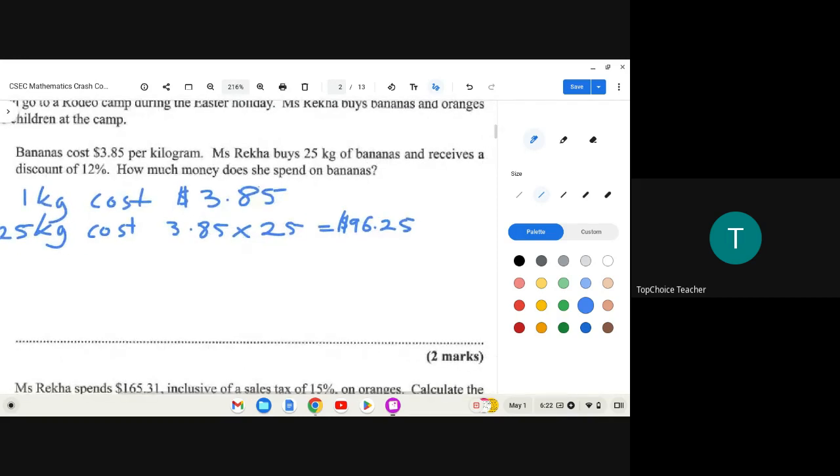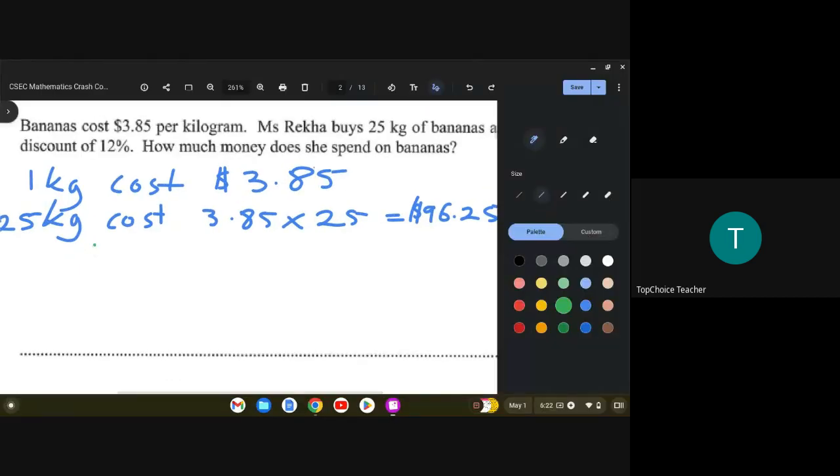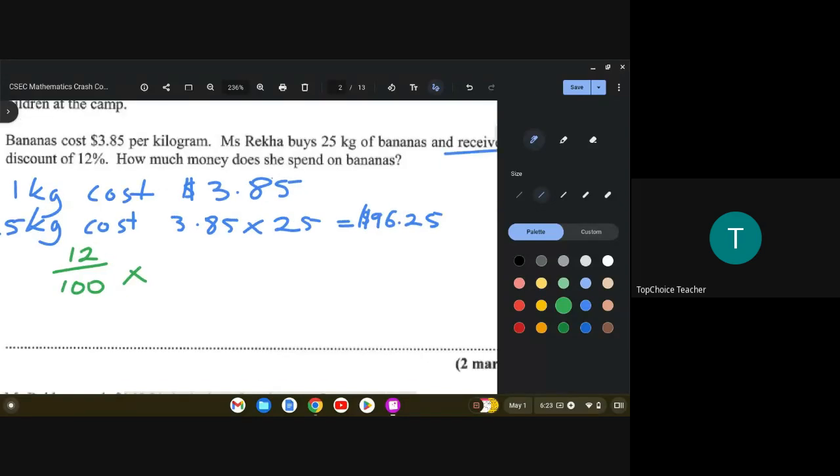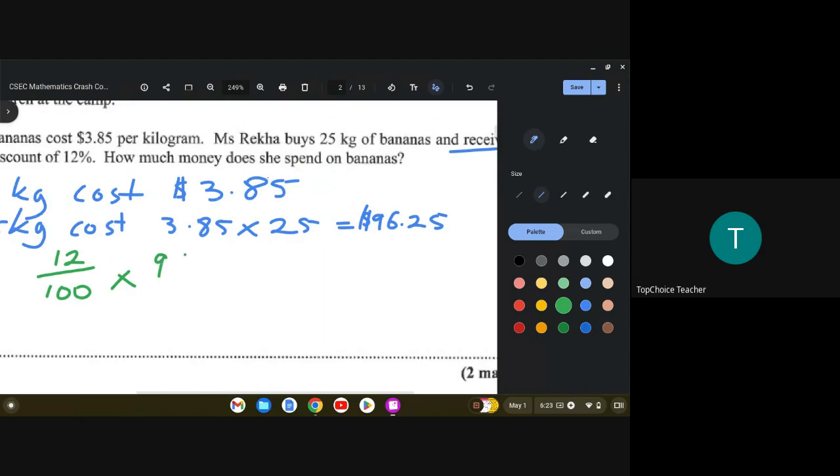This also said she receives a discount of 12%. So this $96.25 is going to be the total price without the discount. This is how much you would have paid without the discount. So what do we do? Now that we know she gets a discount of 12%, you could find 12%, which is 12 over 100, multiplied by $96.25. This calculation is very important because this is going to give you the discount she got in dollars.